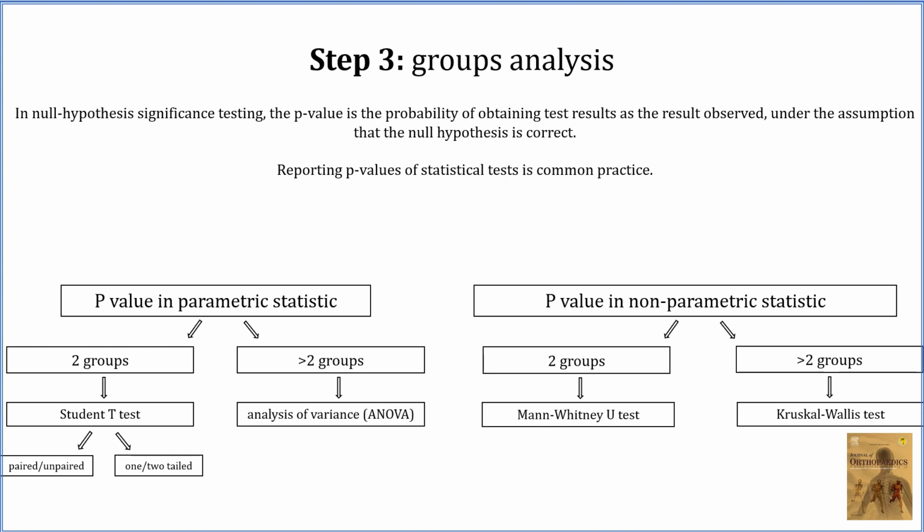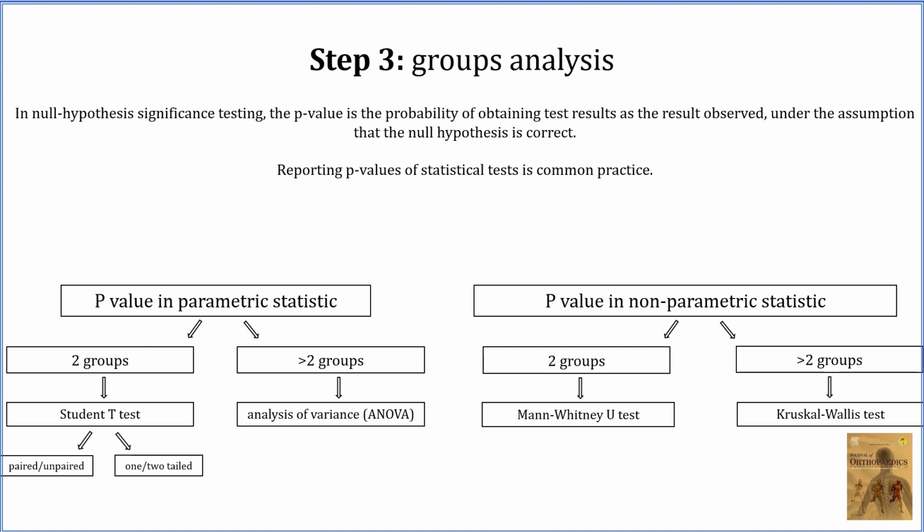And now we are going to clarify how to check the p-value, so to check whether data is statistically significant. But what is this p-value? The p-value in null hypothesis significance testing is the probability of obtaining test results as extreme as the results observed, under the assumption that the null hypothesis is correct. So basically it means that if the p-value is significant, if we redo the same analysis under the same assumptions, we will obtain the same results.